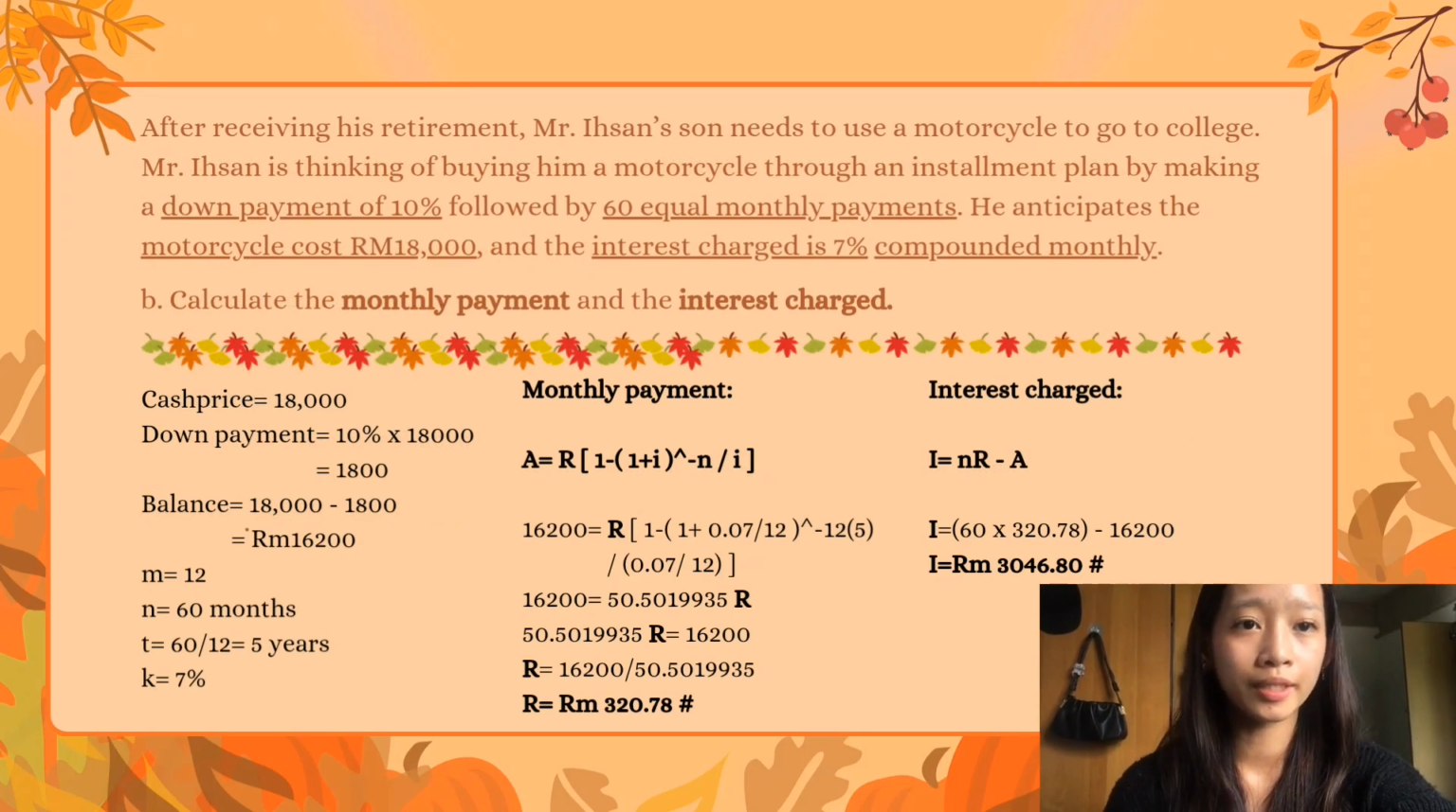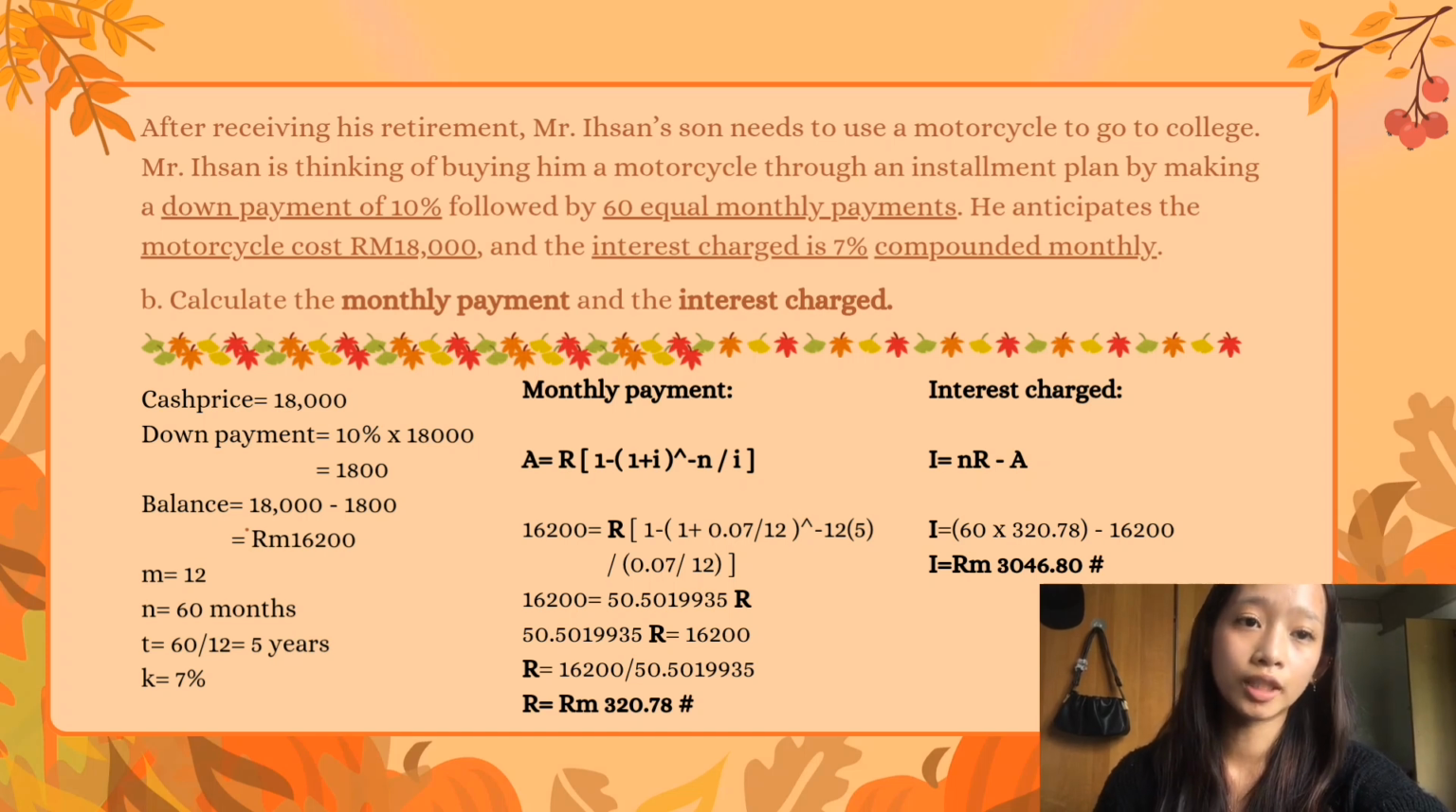After receiving his retirement, Mr. Isan's son needs to use a motorcycle to go to college. Mr. Isan is thinking of buying him a motorcycle through an installment plan by making a down payment of 10%, followed by 60 equal monthly payments. He anticipates the motorcycle costs 18,000 and the interest charge is 7% compounded monthly.